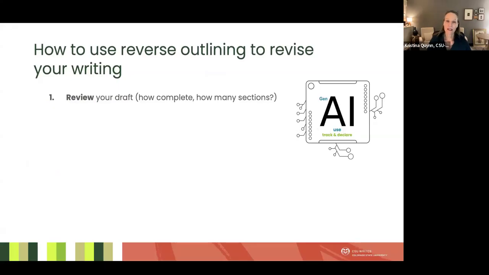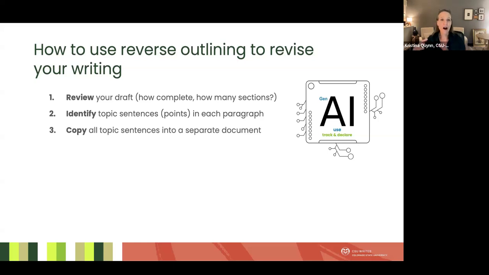You can use reverse outlining to revise your writing. As I noted, you can take a draft of an article that you are working on that seems to have gotten off track or kind of sideways. You're just not sure if it's doing what you want it to do. And you can use reverse outlining to review your draft to see how complete is it, how many sections you've got, to identify those topic points. And then what you can do is copy all of those topic sentences and those points into just a separate document. So they're not all highlighted or just stuck in your document. You can go through and identify them, but then put them all someplace else.